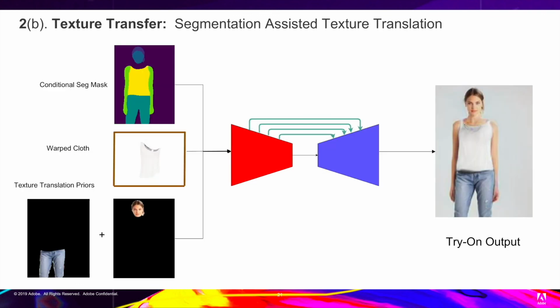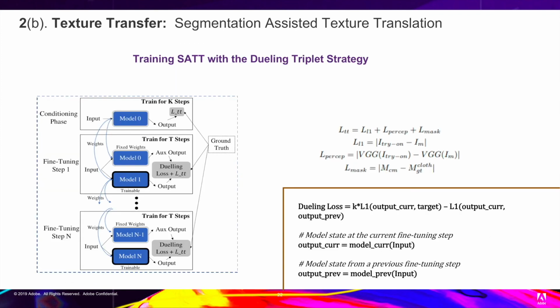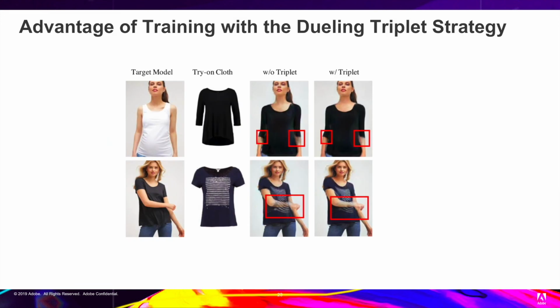In the second step, called texture translation, we predict the final try-on output. This is done by using the conditional mask predicted in the previous step, the warped cloth predicted in step 1, and a couple of texture translation priors. So these texture translation priors refer to components that are preserved during the virtual try-on process and should be transferred as is. We train this translation network with a dual and triplet strategy, and empirical evidence suggests that training with this strategy helps to better handle bleeding and occlusion.